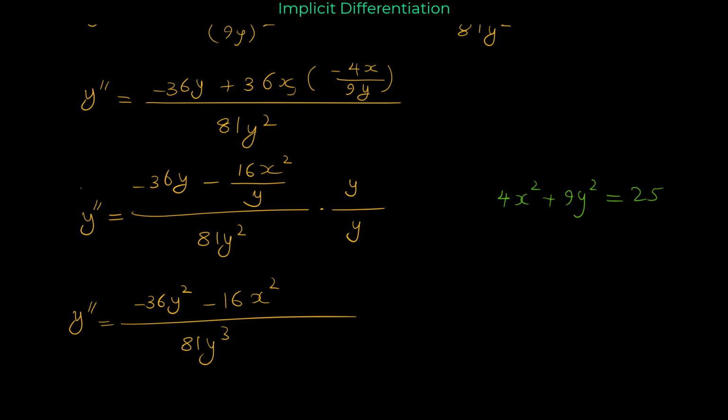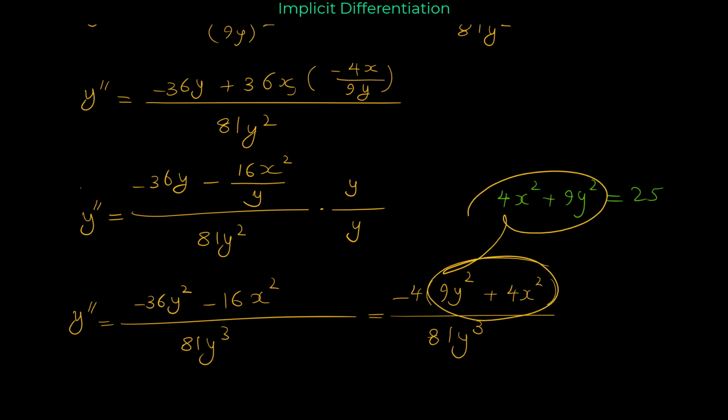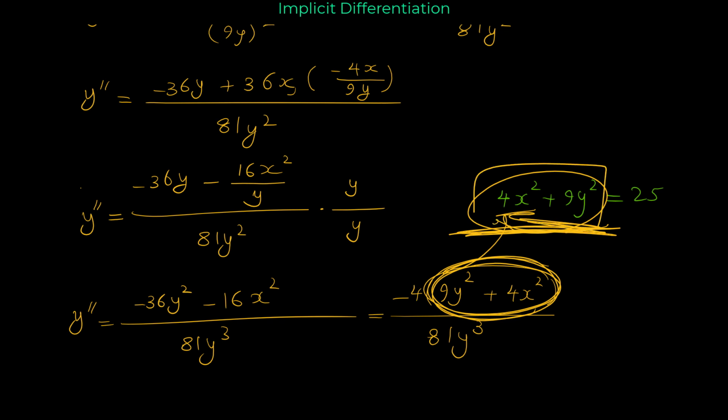If you look at your numerator, you can factor a negative 4 in the numerator. Then we have this negative 4 times 9y to the 2 plus 4x to the 2 over 81y to the 3. Look at the inside of the bracket and look at here. The expression inside the bracket is exactly this. And we know that for every x and every y for this particular curve, 4x to the 2 plus 9y to the 2 is 25. So we can replace this expression inside the bracket by 25.